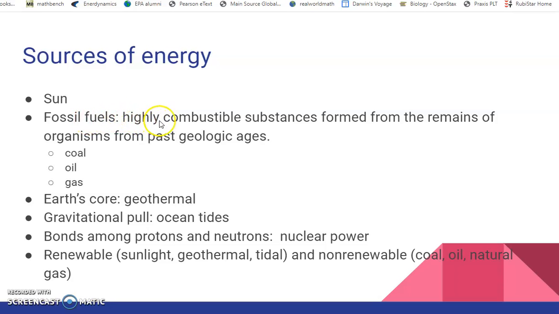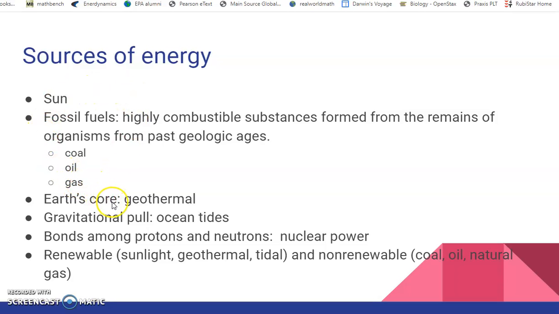And so those fossil fuels are highly combustible substances formed from the remains of organisms from past geologic ages. So I always like to stop and think, fossil fuels, these are actually fuels from fossils. I don't think we actually think about that, but that's where the name comes from. All right, our three main fossil fuels that we're going to discuss are coal, oil, and gas. Okay, so that kind of encompasses this.